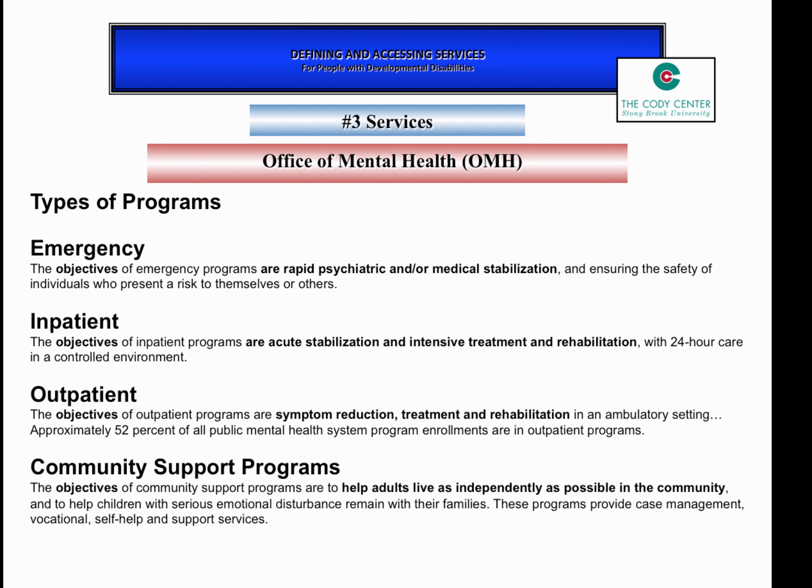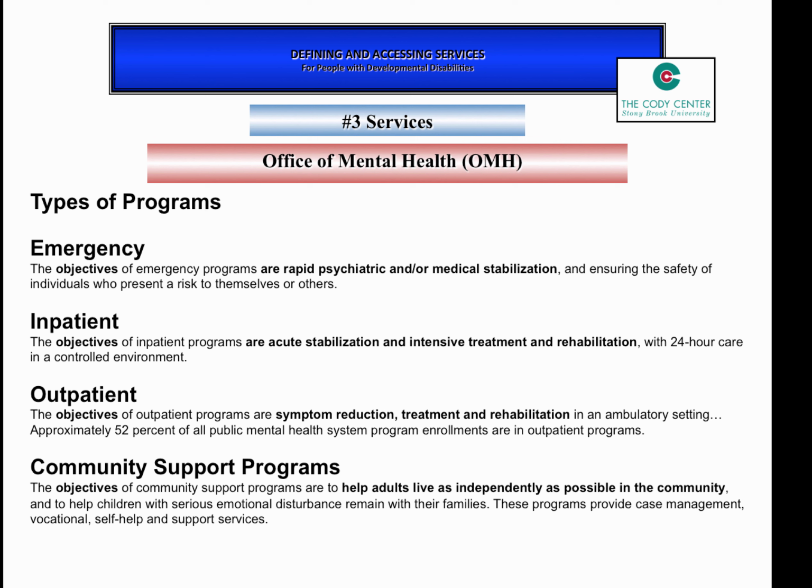So getting back to the Office of Mental Health, the types of programs that are available through the Office of Mental Health are emergency services. The idea is to provide rapid psychiatric or medical stabilization if someone's in crisis, and ensure the safety of individuals who present as a risk to themselves or to others. This can happen with depression quite often in the population of OMRDD, especially with higher functioning young people who recognize that they're different and become concerned about fitting in during that very difficult high school time period. There's also inpatient services.